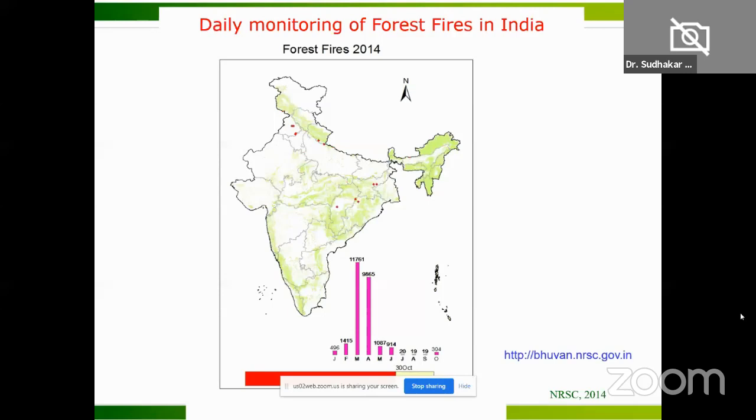So this database is useful to stop or control the forest fires. And this database is also useful to assess the ecological damage happened to the forest. And this database is also helpful to the taxonomist to know if there is any threat to the endemic species or endangered species due to the forest fires.